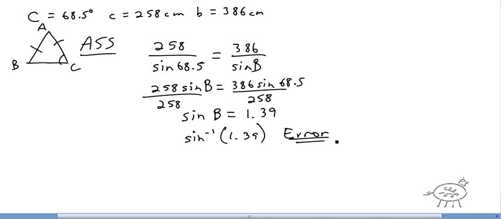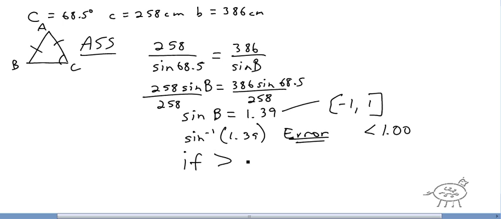Why are you going to get an error? Well, if you remember, what values is sine of an angle between? Remember, it's between -1 and +1. So if it's above 1, it can't be. It has to be less than 1.00, right? It has to be less than 1. If it's greater than 1, then it's not a triangle. Then no triangle.